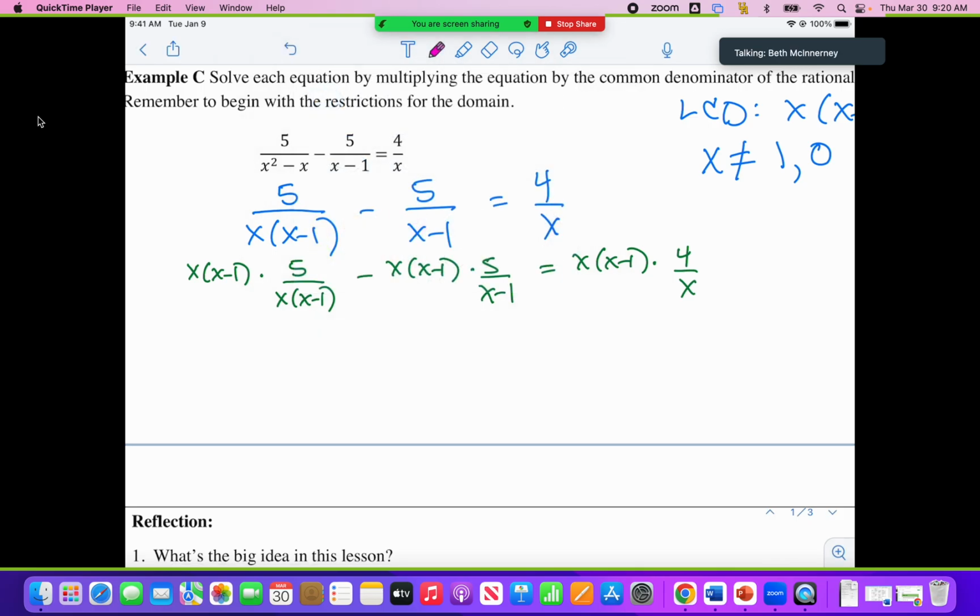All right, is everybody with me so far? All right, so now watch. The x cancels, the x minus 1 cancels, and I have 5x. On the right side, the x cancels, and I have 4 times x minus 1. All right, I'm going to pause and let you solve this equation. Not all of the equations end up being quadratic in factoring. This one's going to be linear, where I just have x.